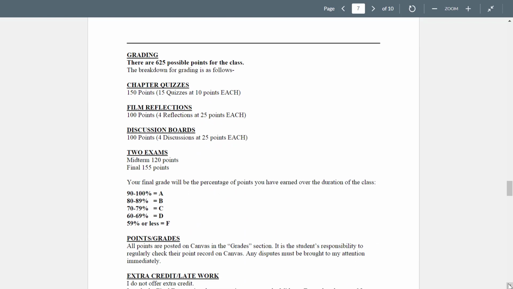Grading, pretty straightforward. 625 points for the class, point system. 10 points for 15 quizzes, each for 150. 4 reflections at 25 points. 4 discussion boards at 25 points. Midterm, 120. Final, 155. I'll explain why there's more points for the final in a minute. You add all those up, that's 625.